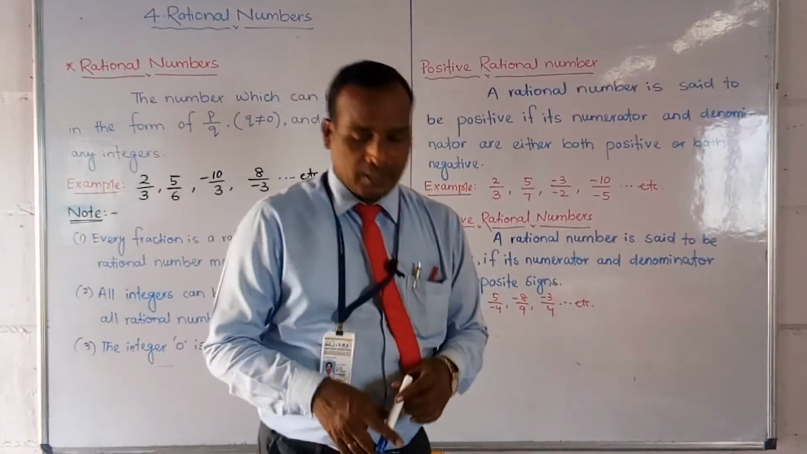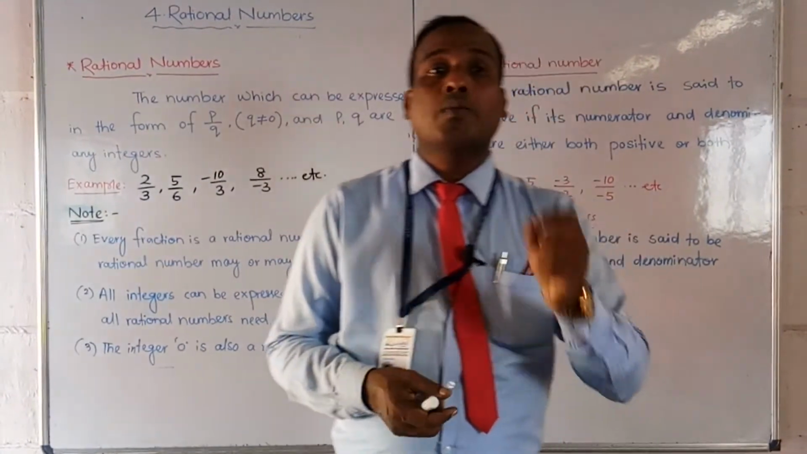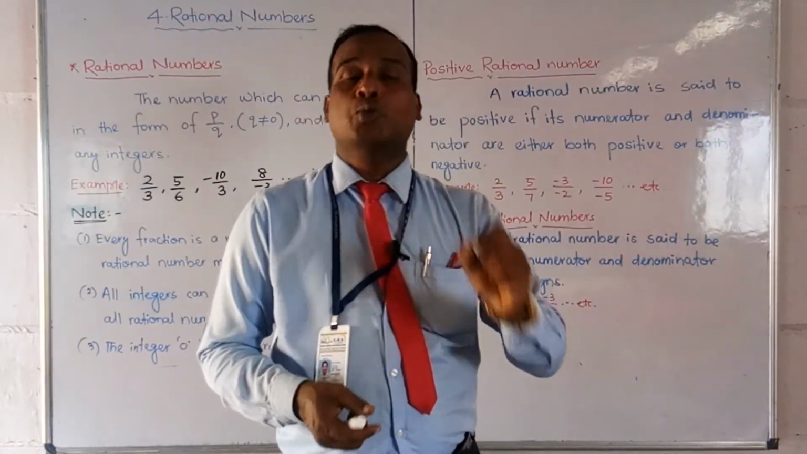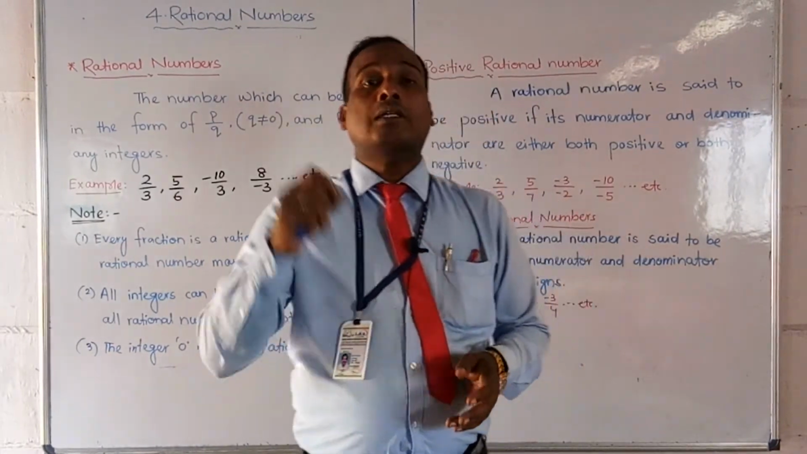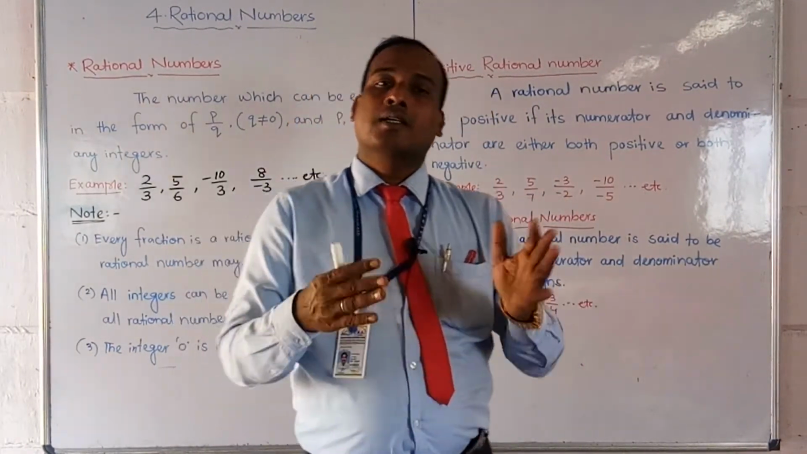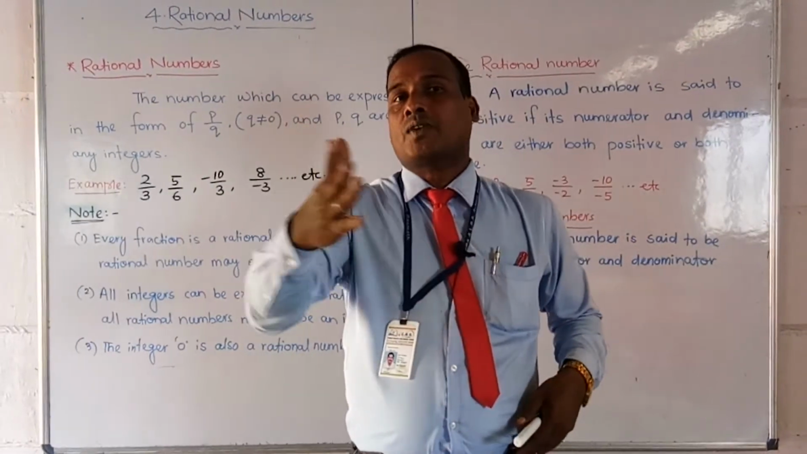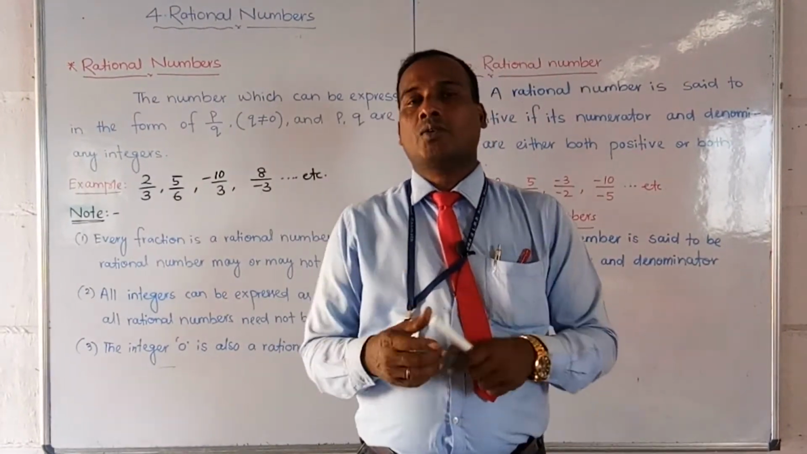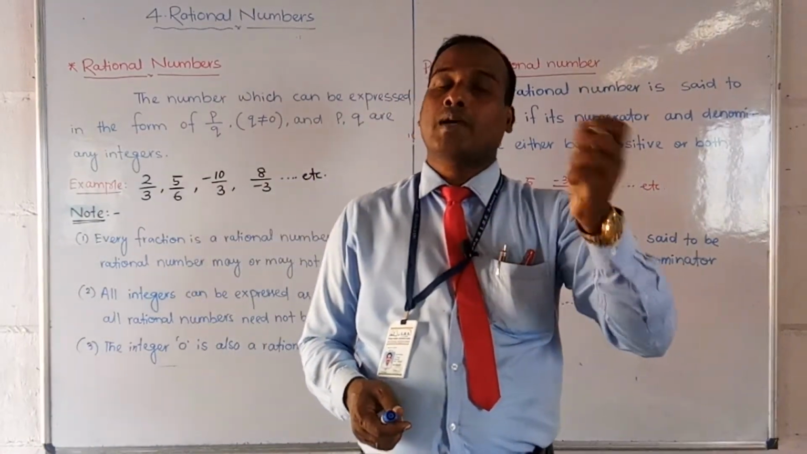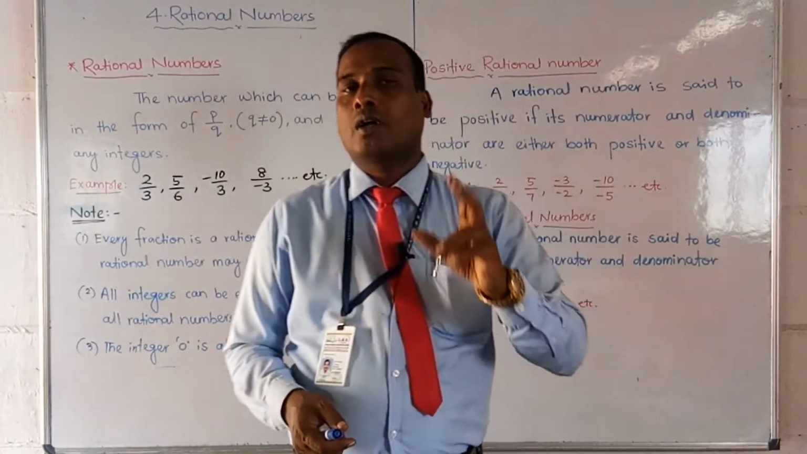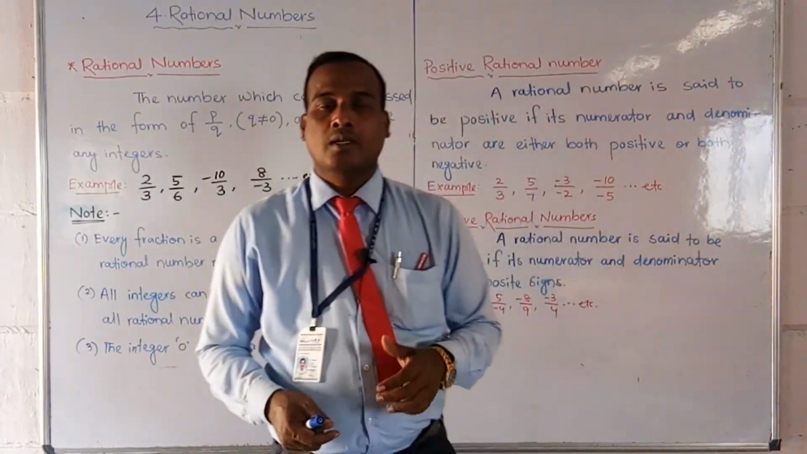A rational number means a number which can be expressed in the form of p by q, where q should not be 0. P and q both are integers. Did you understand, students, what a rational number is? Like a fraction. A number can be expressed in the form of p by q, and if p and q are whole numbers or natural numbers, yes, we have studied that.